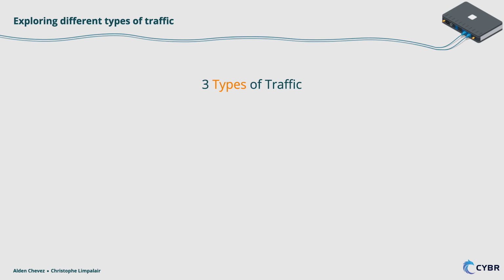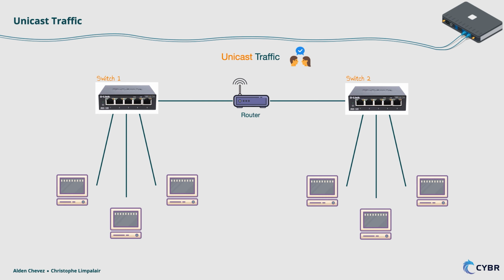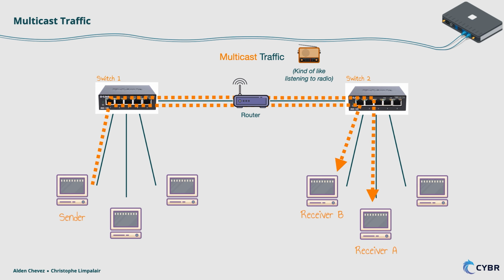The first one we're going to talk about is called unicast traffic. The second is multicast traffic. And the third is broadcast traffic. Starting with unicast traffic, this type of traffic is directed to a single destination host. For example, here the sender is sending one packet to receiver A, but no one else receives that packet.